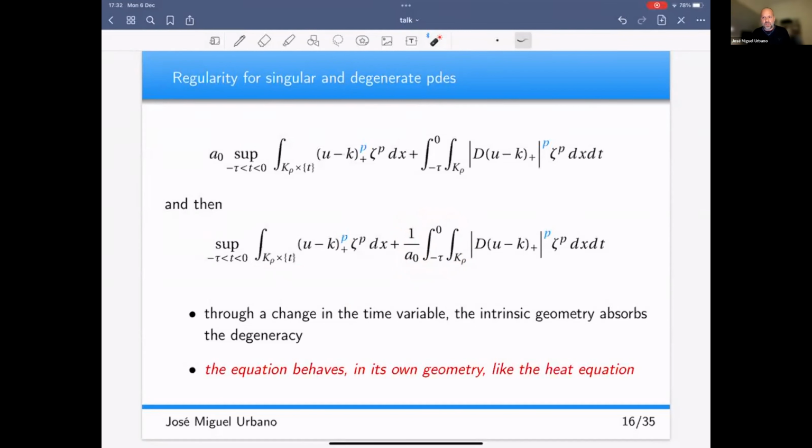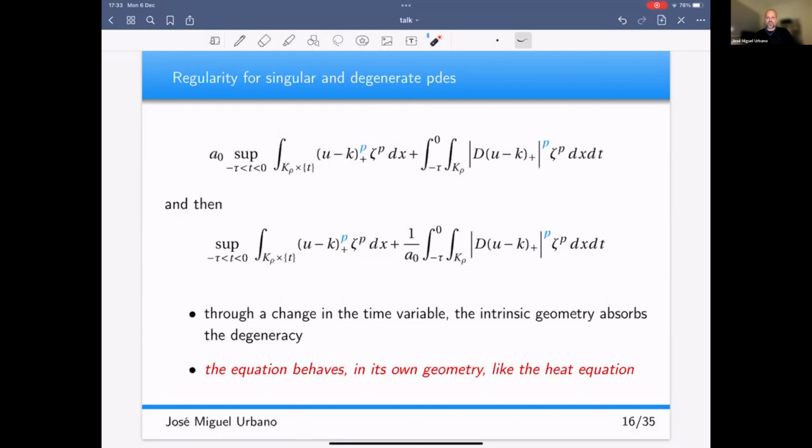And I call this intrinsic because you see the factor that I use depends on the solution itself. So it's intrinsic to the solution. And at each step, I have to do this. I have to rescale according to the oscillation in the previous box, okay? So, as I said before, intrinsic geometry absorbs the degeneracy in the PDE, right? And roughly speaking, we can say that the equation behaves in its own geometry like the heat equation. Okay, so this is the essential idea behind this method of intrinsic scaling, which was invented by Emanuele Di Benedetto.